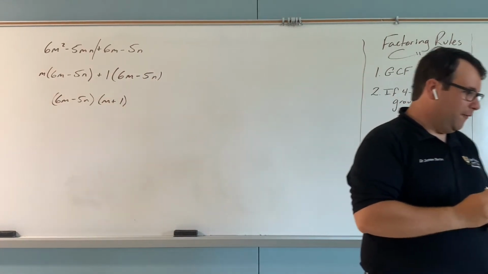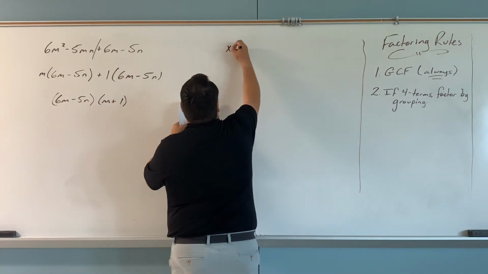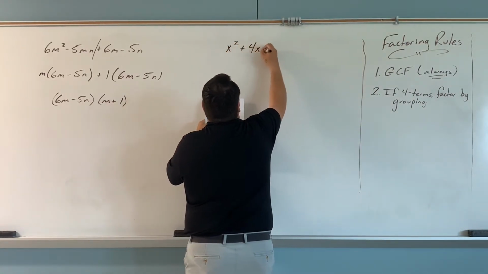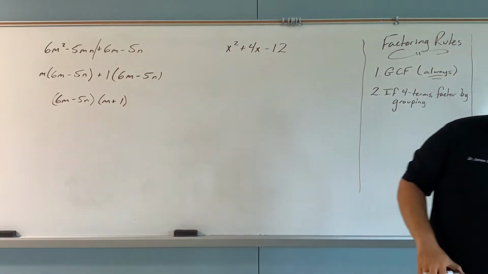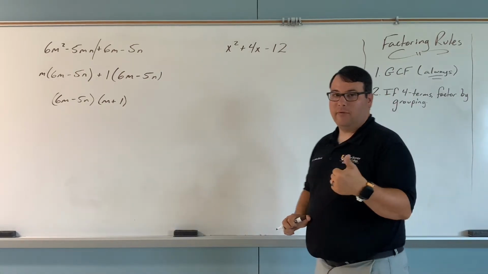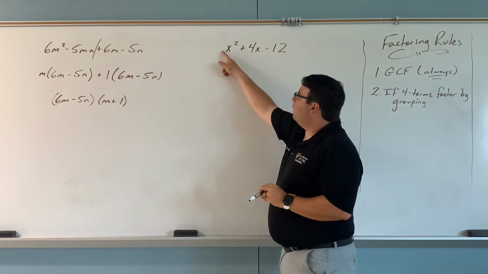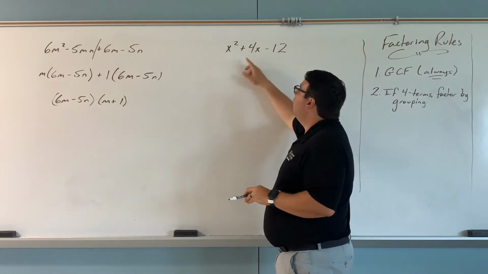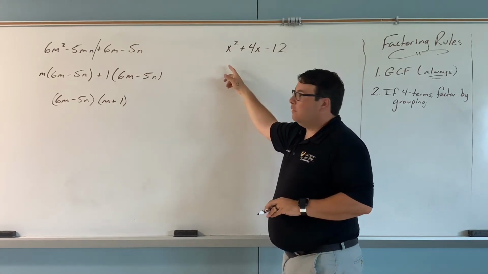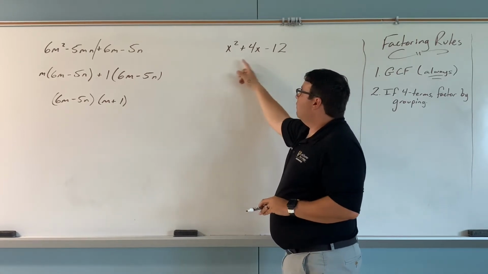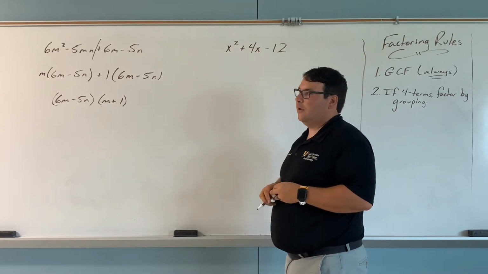So for example, if I were to have a problem such as x squared plus 4x minus 12, I would look at this problem first and say, do I have a greatest common factor between all of my terms? There's no coefficient here, so it's implied as 1. I have 4 and 12, so nothing that's divisible between all of these. And I don't have an x, at least one x, on all of these terms. So there's no greatest common factor.